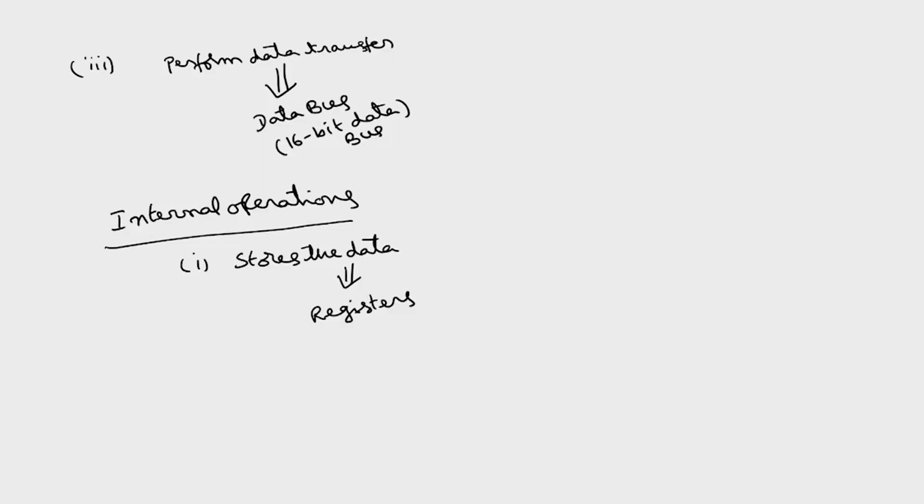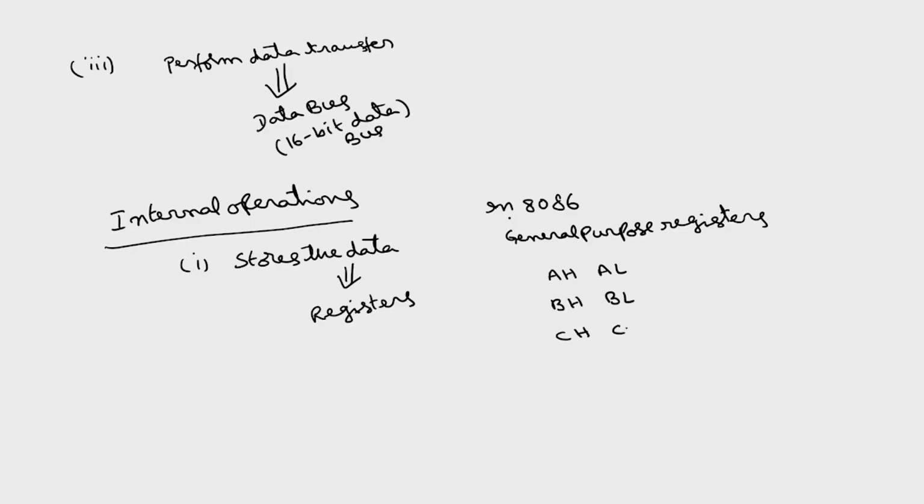If you want 8 bits, then you have to connect 8 flip flops. You might have studied these registers in your digital logic course. So, we require some registers. In 8086, what are the different types of registers available? There are 2 types of registers available in 8086. One is called general purpose registers. They are AH, AL, BH, BL, CH, CL, DH, DL. This is the register array.